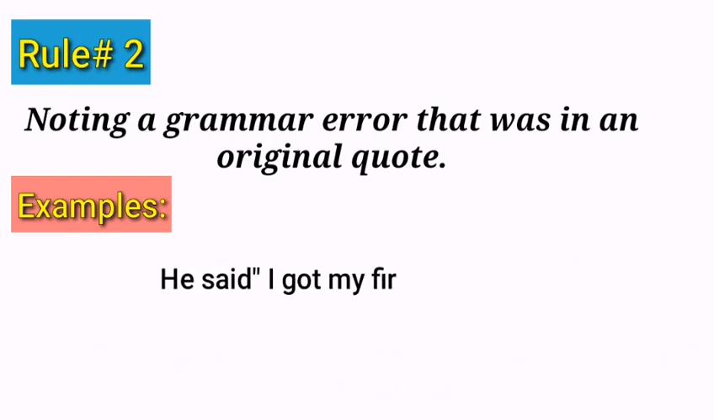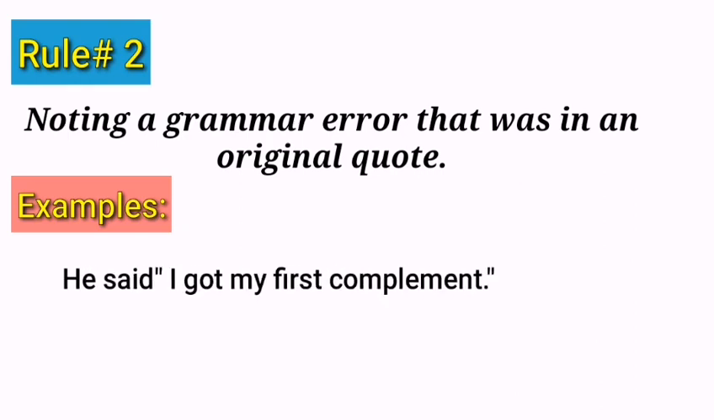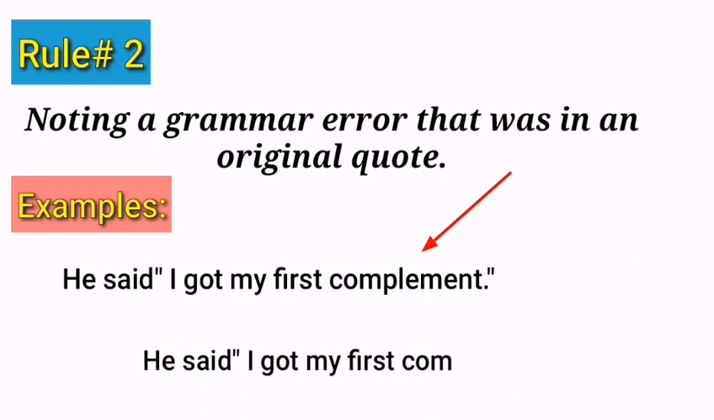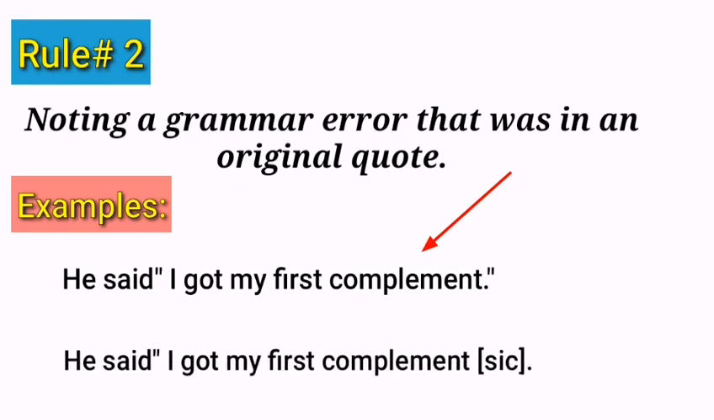He said, "I got my first compliment." Again, look at this example. In this sentence the word "compliment" is used incorrectly because it means to complete something and the correct word is "complement." But if we want to quote it and don't want to make a correction in it but want to inform the reader, then we have to use it like this. He said, "I got my first compliment [sic]." You can see the brackets have been used and inside the brackets the term "sic" is also used. So this is also one of the uses of the bracket.